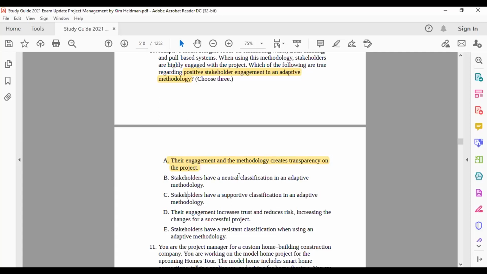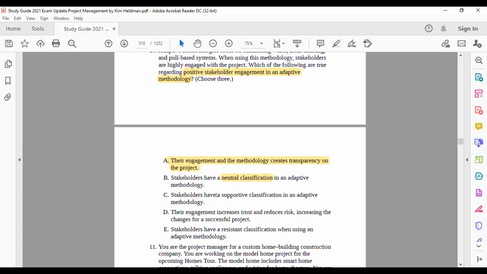Stakeholders have a neutral classification in an adaptive methodology. Neutral? It has nothing to do. We don't want neutral. We always need what? Supportive or leading? What is preferred? Supportive or leading? Supportive, exactly. Because we don't want anyone against us. We want all supportive. So B is wrong. Stakeholders have a supportive classification. Okay, good.